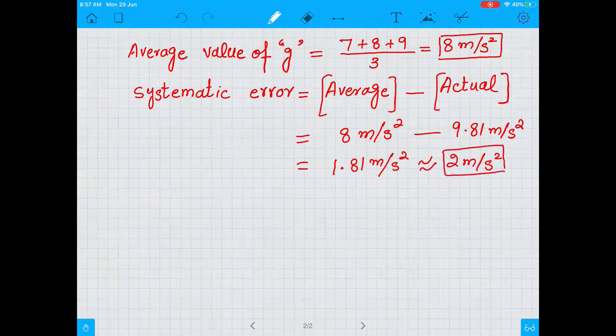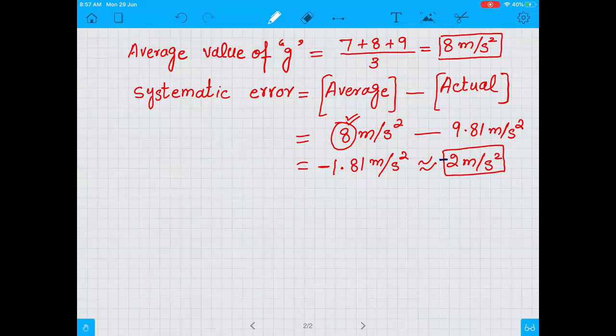The reason for this rounding off is that decimal points in 8 are not given. So you follow the least precise data when you are subtracting. So 1.81 can be written as 2 meter per second square. And this is a negative systematic error. Why is it negative? Because the actual value is bigger than the average value. So this is the method to calculate the systematic error in a given experiment.